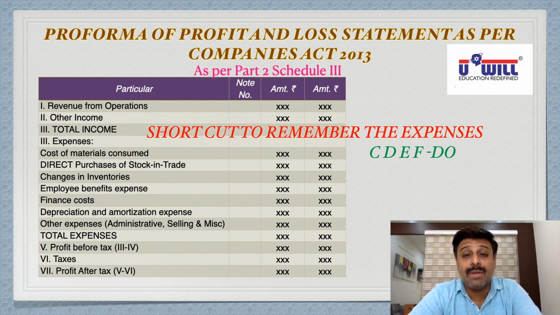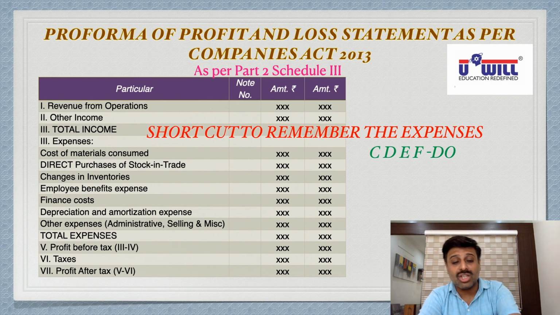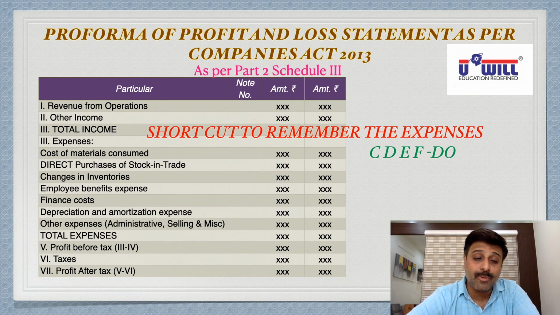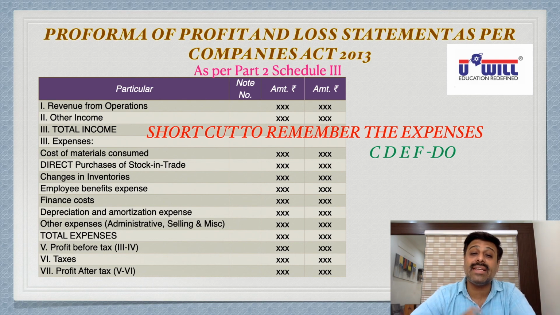D stands for direct purchase of stock in trade. Manufacturing companies will have raw material consumed and trading companies will directly purchase the stock in trade, finished goods. So the first item, cost of material consumed, will be there in case of manufacturing companies. The second item, direct purchase of stock in trade, will be there in case of trading companies. They directly buy the finished goods and sell the finished goods.